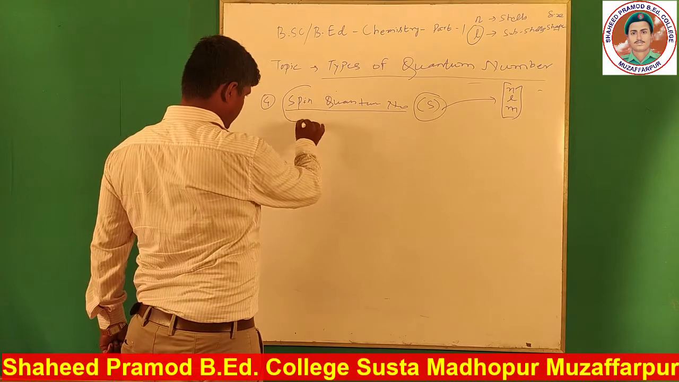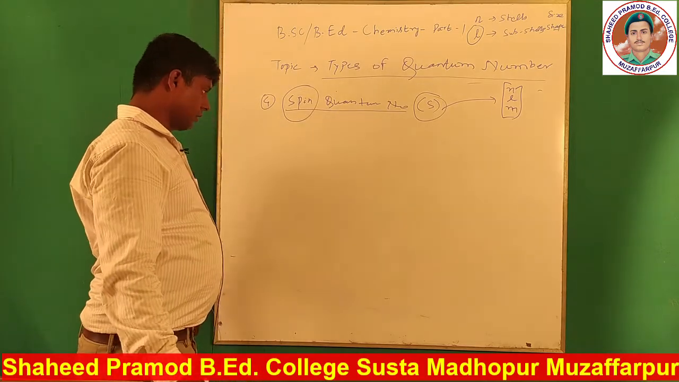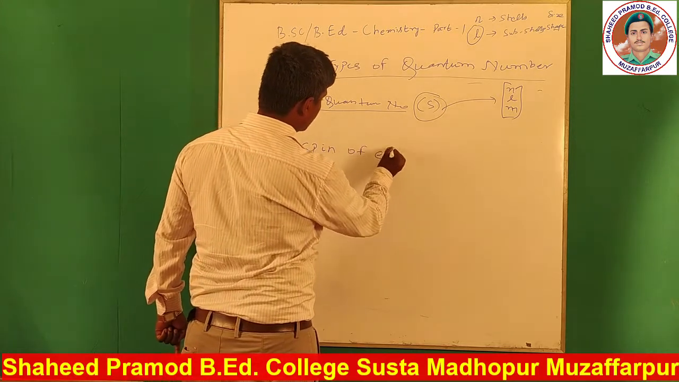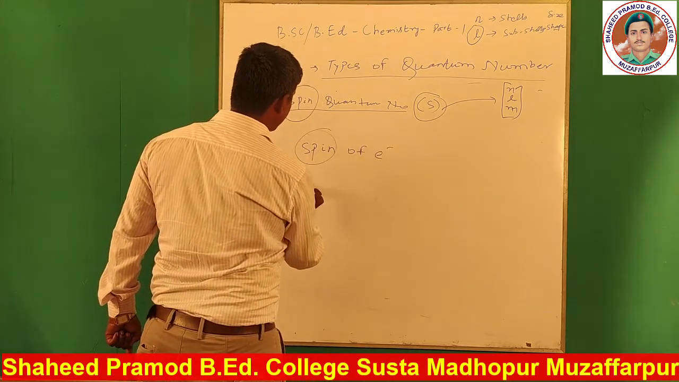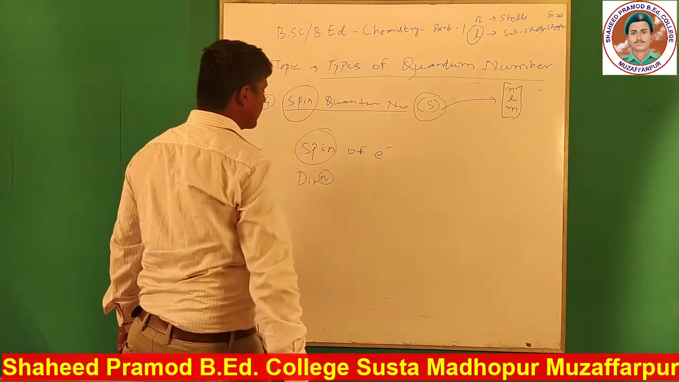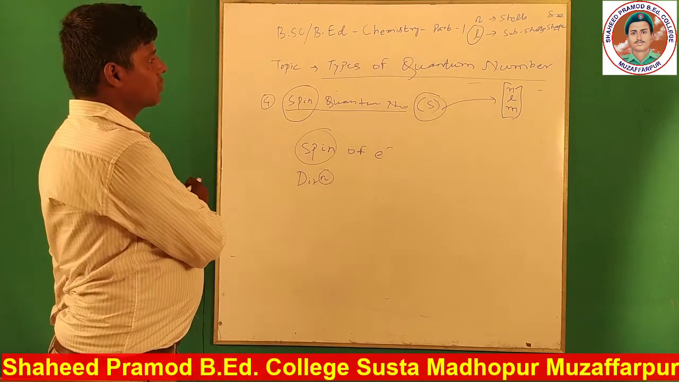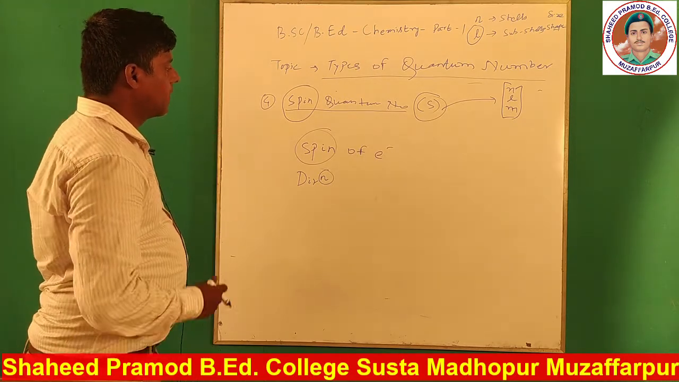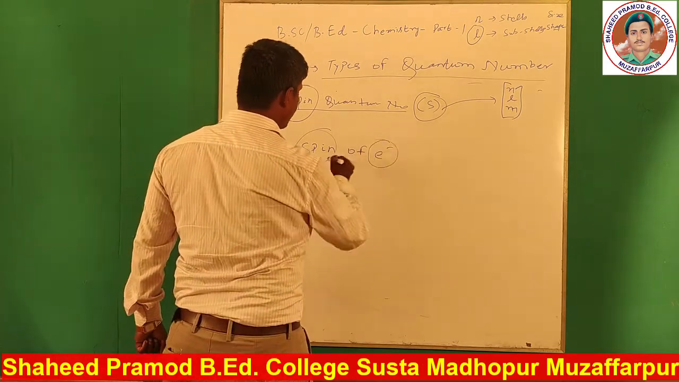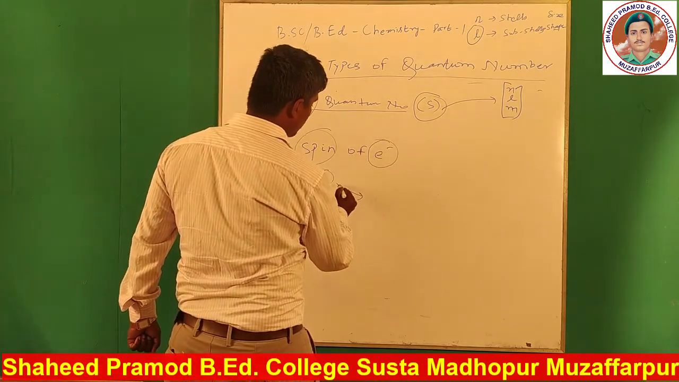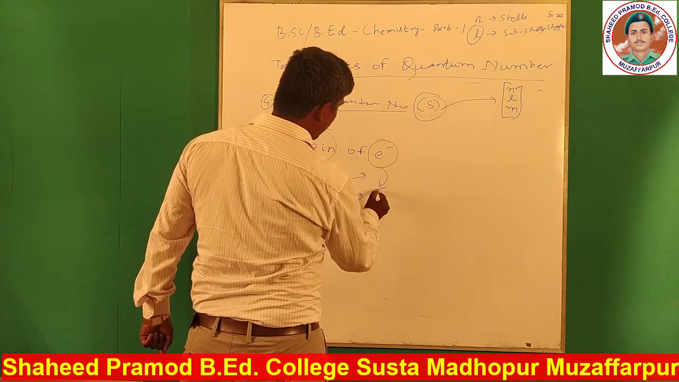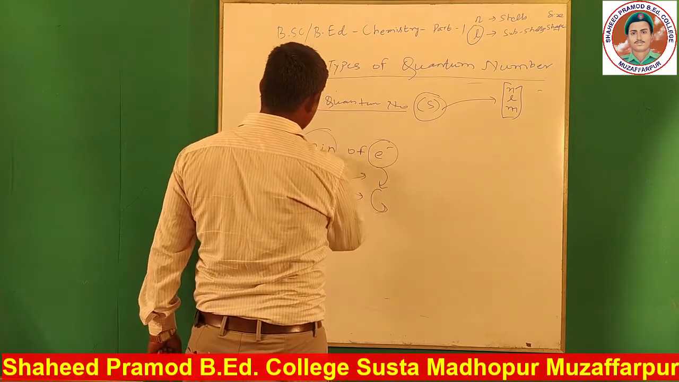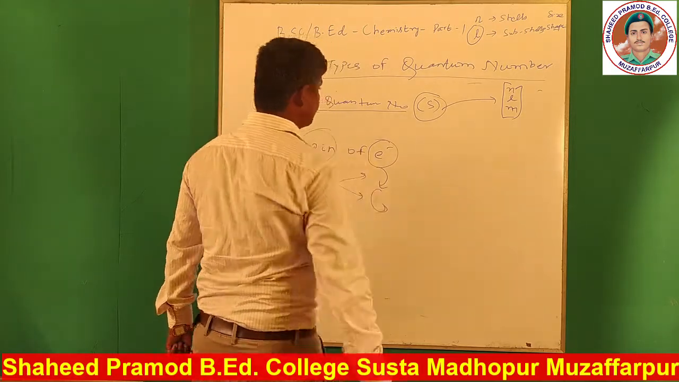As the name suggests, it describes the spin of an electron. Spin means what? Nothing but direction of electron. So, we know the size of electron, we know the shape of electron, we know the orientation of electron, and this gives the direction of electron, whether it is revolving in clockwise direction or anti-clockwise direction. So, whenever you get the value of spin or direction, this is described by spin quantum number.